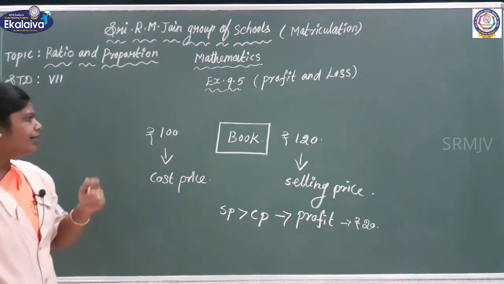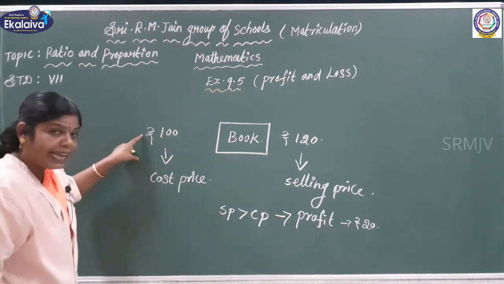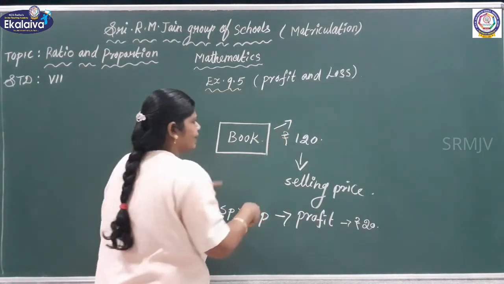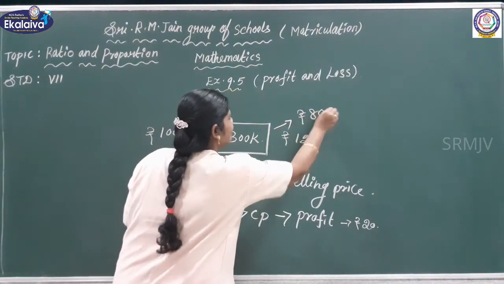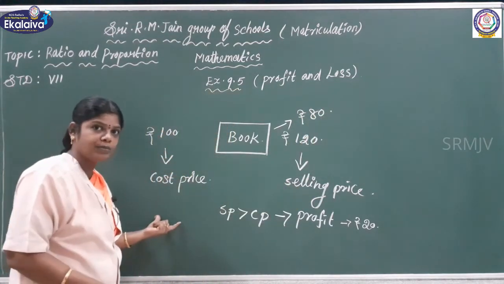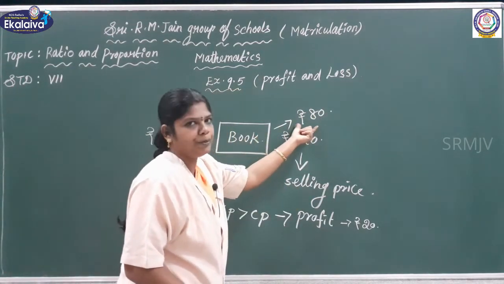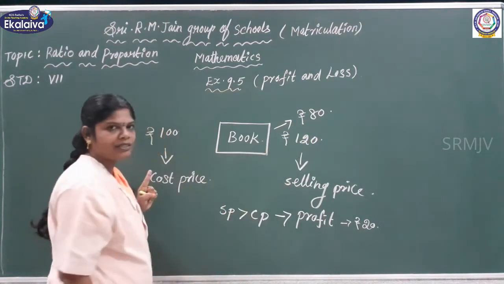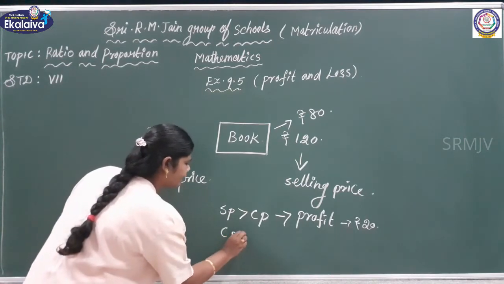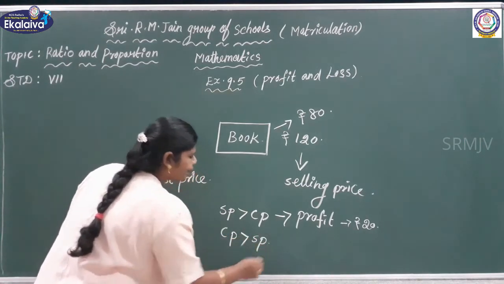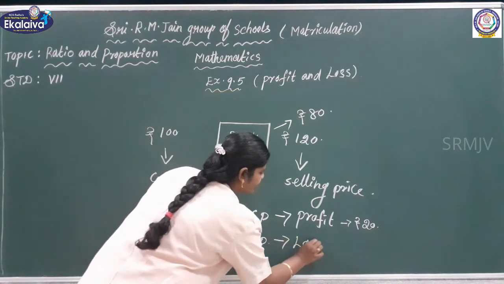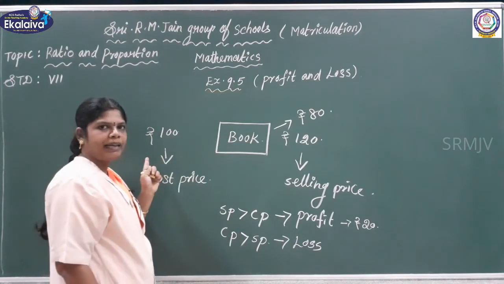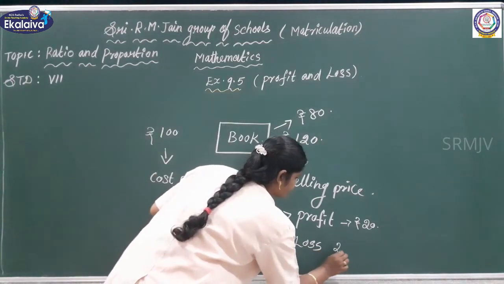Next, the same cost price, 100 rupees, but I am going to sell it for 80 rupees. I bought this book for 100 rupees and I am selling it for 80 rupees. Now which is greater, cost price or selling price, children? Cost price is greater than the selling price, so this is called loss. The difference is 100 minus 80, 20 rupees loss.